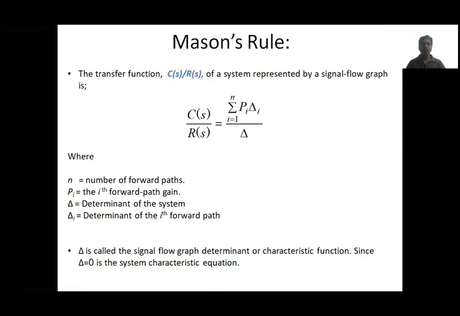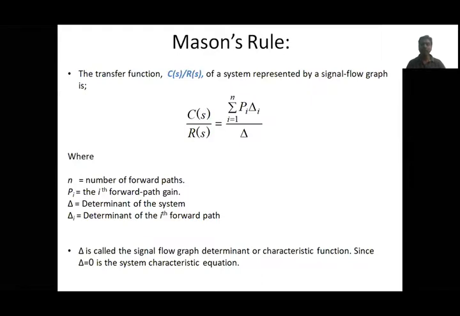In this, the transfer function is given by C(s)/R(s) equal to the summation of Pi into delta i divided by delta, where n is the number of forward paths. Of course, we'll find the forward paths from the signal flow graph. P is the path gain; Pi is the ith path gain. We'll have a number of forward paths, so first forward path, second forward path, and the gains of these forward paths are given by Pi.